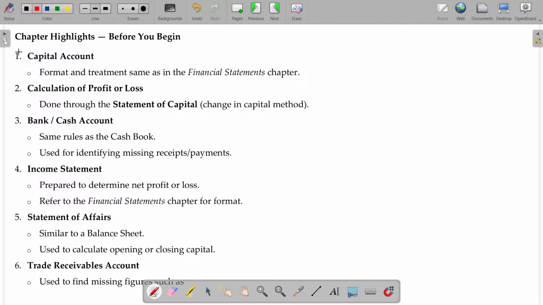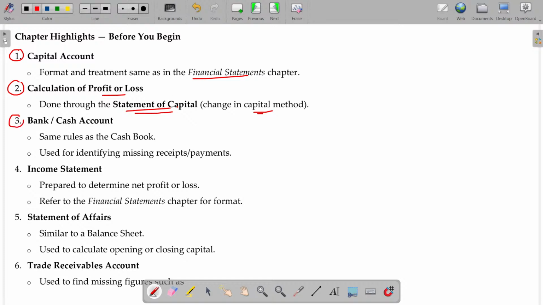Capital account. You might have studied the capital account in the financial statement chapter. Similar to that, you can prepare the calculation of profit and loss. If you prepare a statement of capital, the change in capital method, like opening capital plus profit minus drawings, that's how you can find out the profit and loss from the statement of capital. Otherwise, the statement of affairs can be followed.